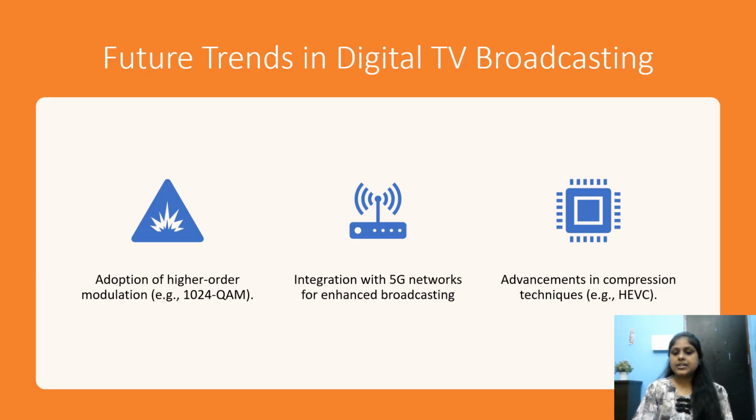Future trends in digital TV broadcasting: adoption of higher order modulation, for example 1024 QAM. Previously used were 16 QAM, 64 QAM and 256 QAM. Also the integration with 5G networks for enhanced broadcasting, and advancements in compression techniques, for example HEVC.